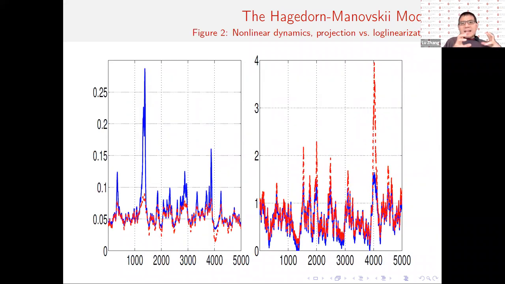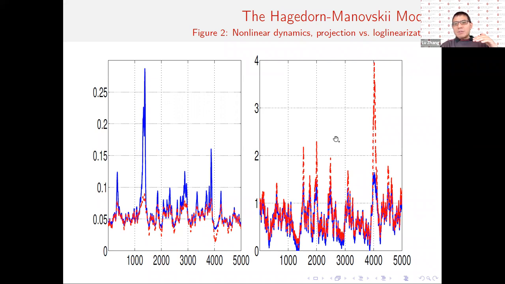So, nonlinear dynamics: projection versus log linearization. Okay, this is a sample illustration of the simulated paths. The exogenous process of log labor productivity is exactly identical between log linearization and the projection. The blue sample path is the projection. You can see that unemployment spikes up periodically, but those upward spikes are completely missed by log linearization.